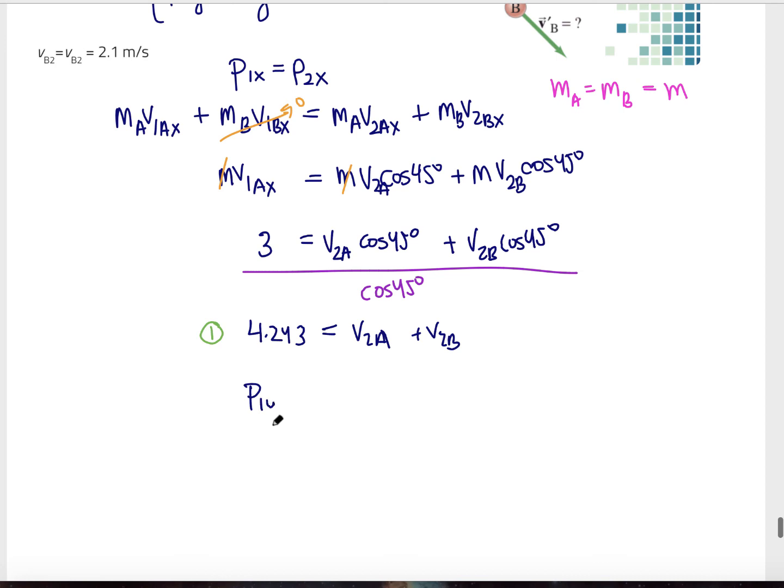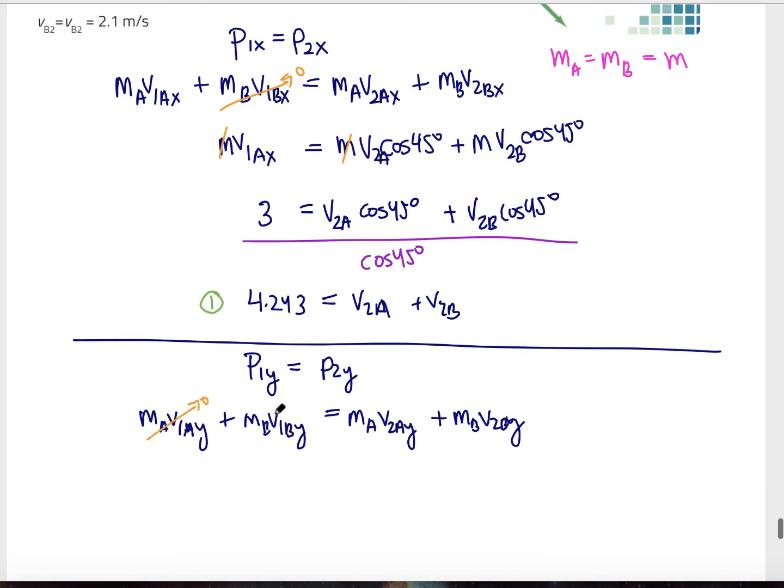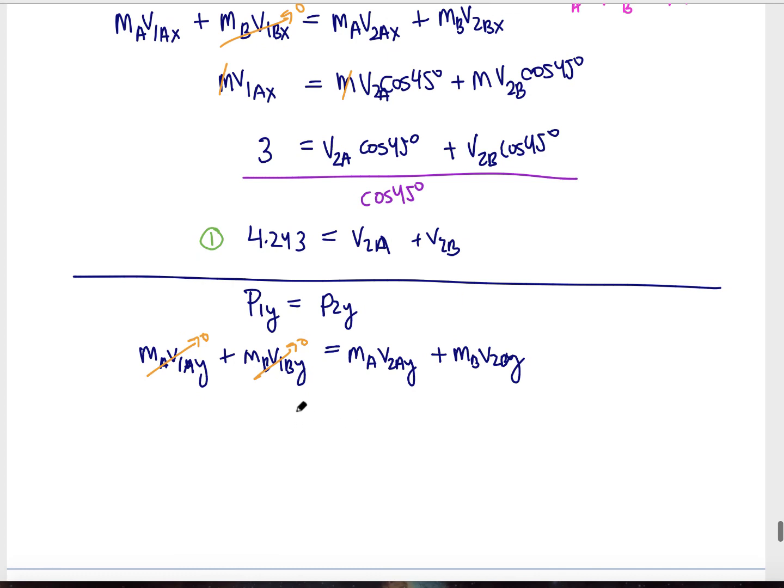So P1y is equal to P2y. Let's separate these. So we can write this as ma times v1a y plus mass b times v1b y. And now both of those are 0. Neither of these are moving in the y direction to start, so that helps a bit. That is equal to mass a times v2a in the y plus mass b times v2b in the y. So let's make our simplifications. First off, neither of these have any y velocity initially, and so that makes the left side 0.